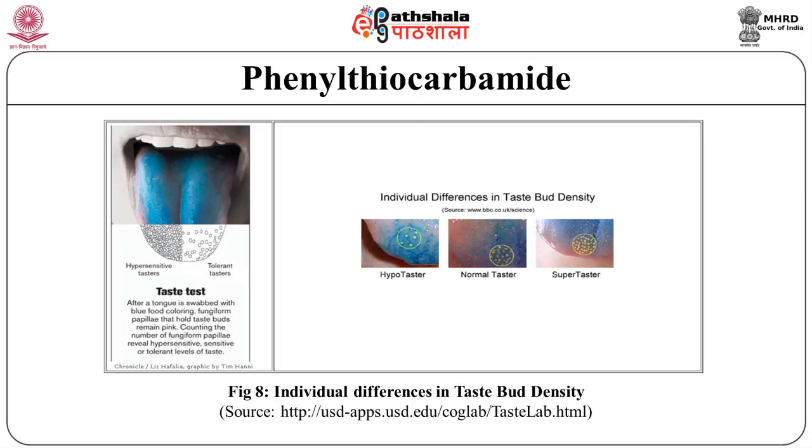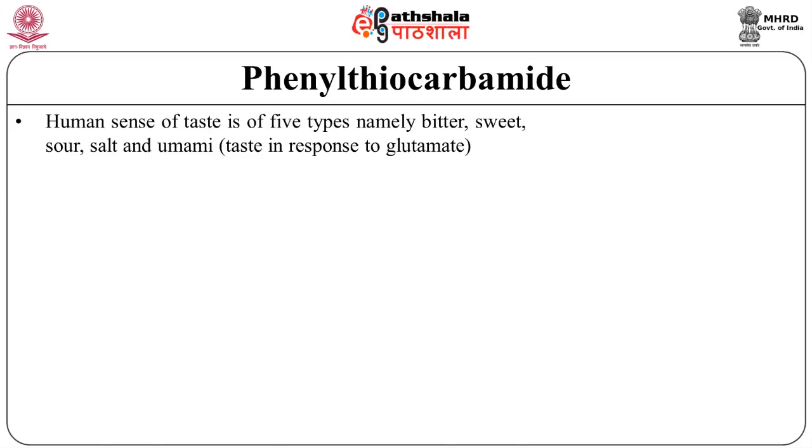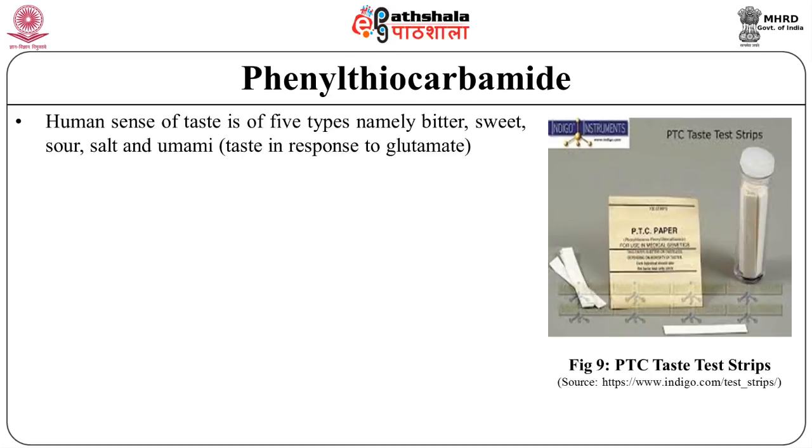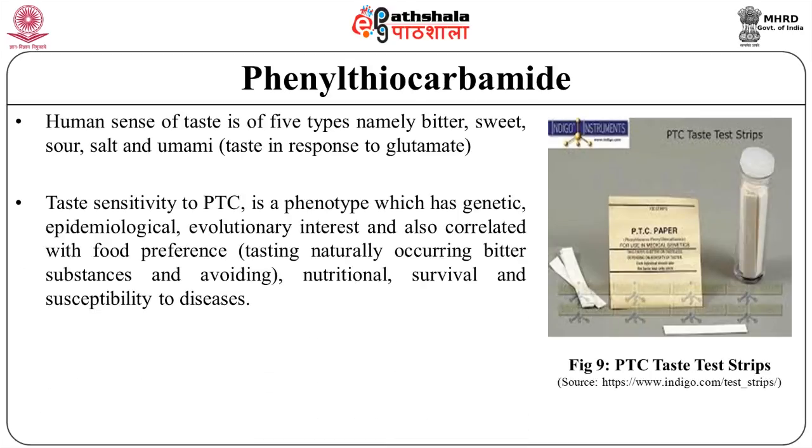The next depiction shows the PTC taste test strips available in the market to test PTC taste sensitivity. Now, human taste is of 5 types: the bitter, the sweet, the sour, salt and umami. Taste sensitivity to PTC is a phenotype which has genetic, epidemiological, evolutionary interest and is also correlated with food preference. So, tasting naturally occurs, something can taste naturally bitter and then you can avoid it. There are nutritional, survival and susceptibility to disease effects to the phenomenon as well.